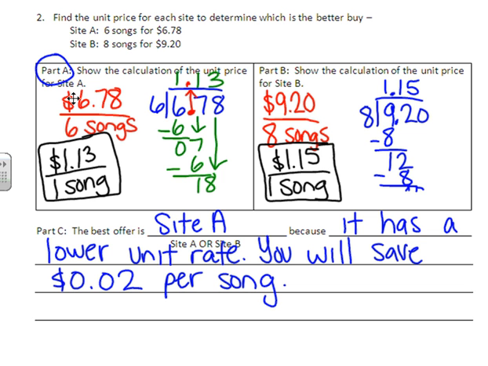Now that you've completed your corrections, you can go on to the unit rate quiz retake that is linked below.